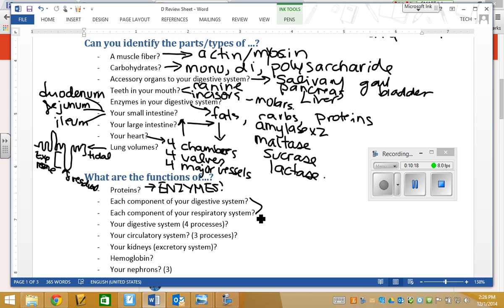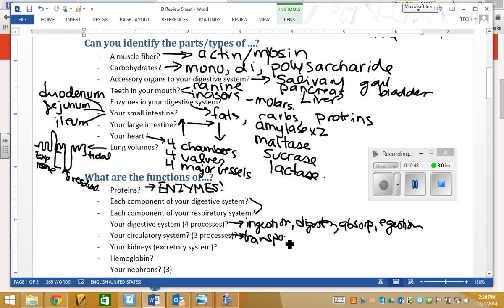Now the next 2 points are about the functions of the system as a whole. So in your digestive system, there is ingestion, digestion, absorption, and egestion. For your circulatory system, one of the very first things we discussed was how your circulatory system is involved with transport, thermoregulation, and immunity and clotting.